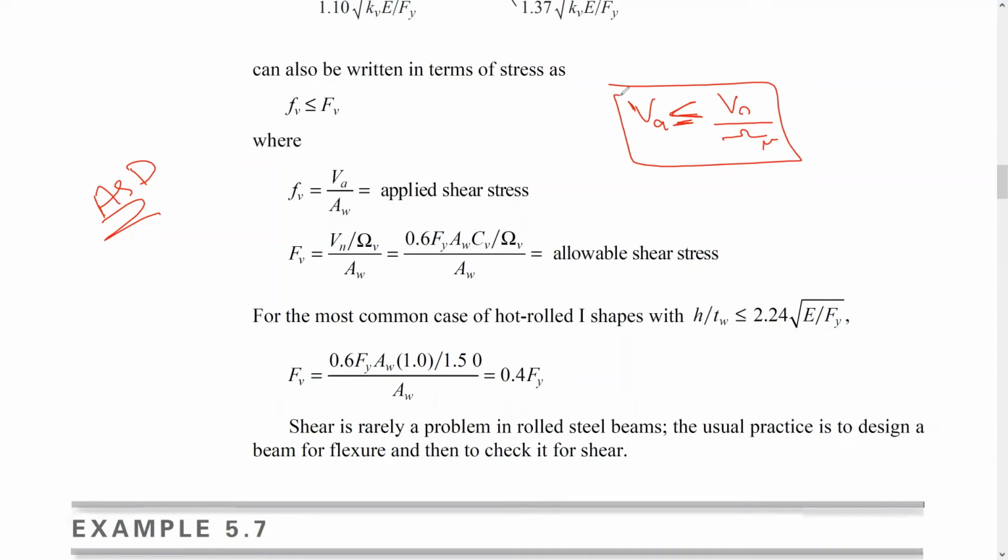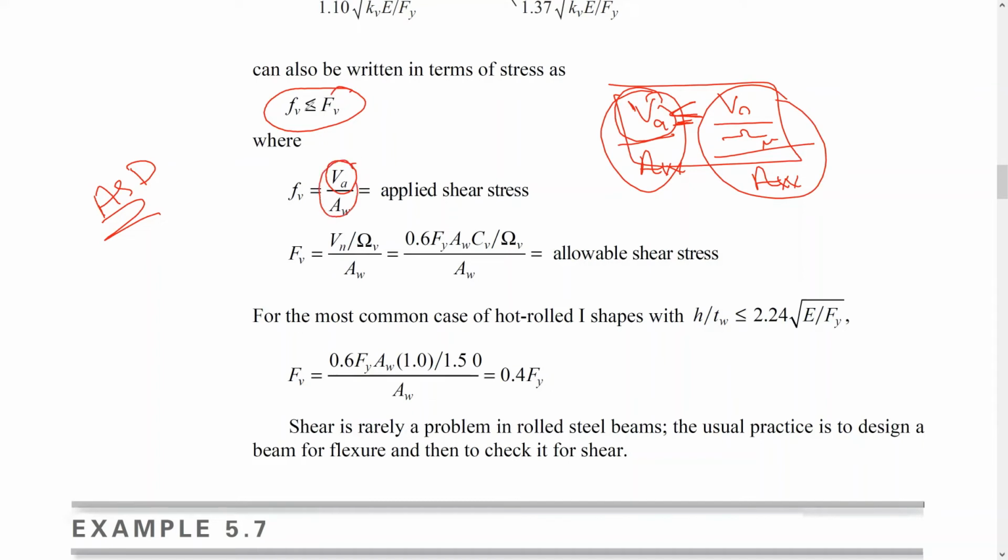And sometimes it might be written in terms of stress, f sub v, by dividing each side by the web area. We divided both sides by the web area so they become stress. In this case, this is the applied shear stress, and Vn divided by the safety factor and divided by area becomes a stress.